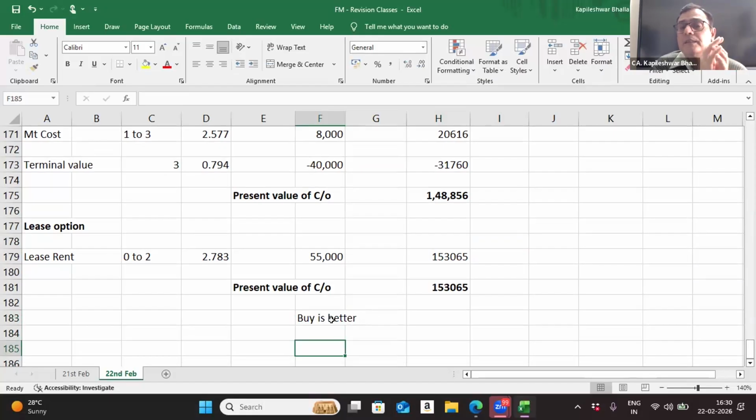Wonderful indeed. So this is the input in terms of lease versus buy. Now this question has got another requirement as well, which is on the equated concept. Let me first check the answer if this is correct. So 148,856, that's right. And the other one is 153. That's absolutely perfectly right.